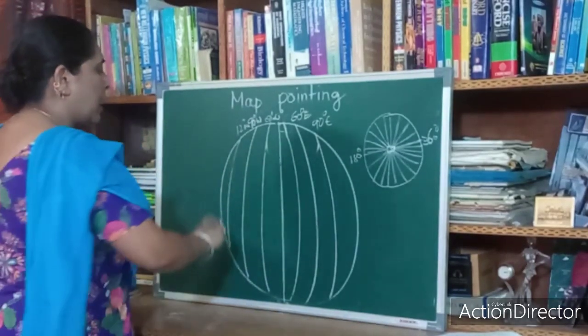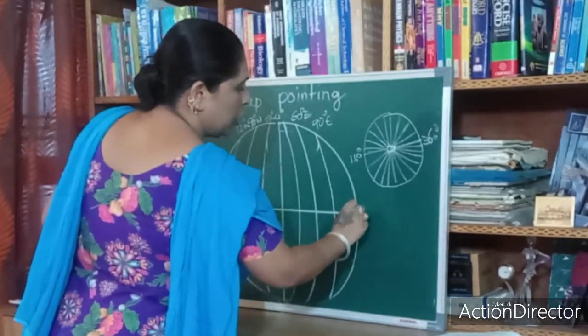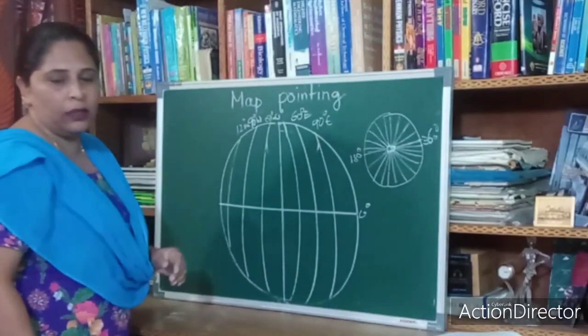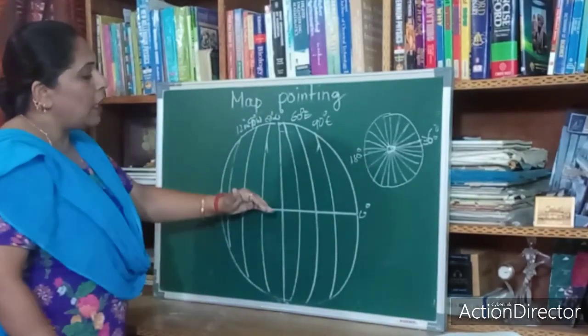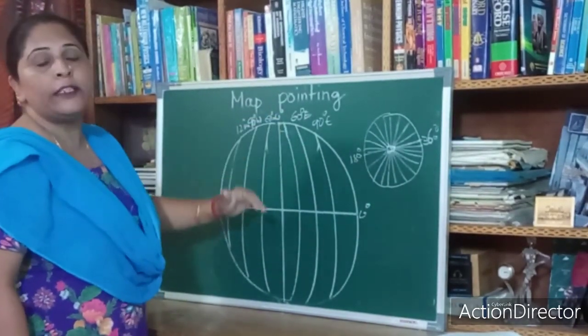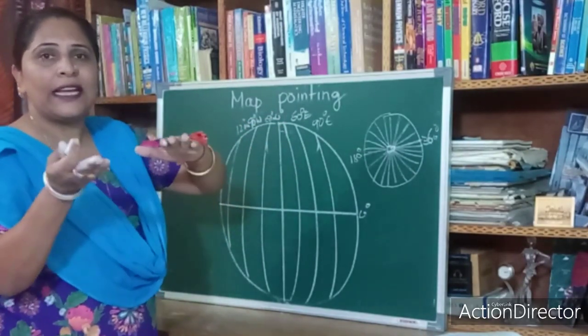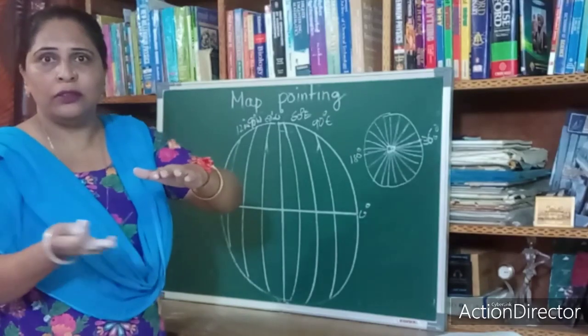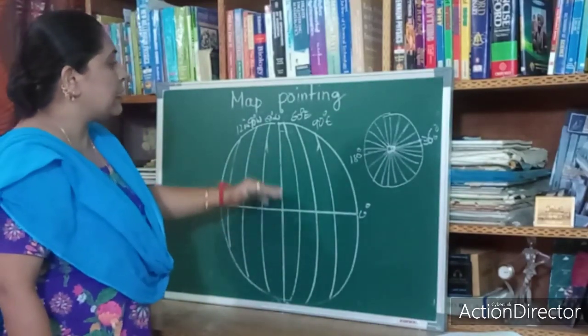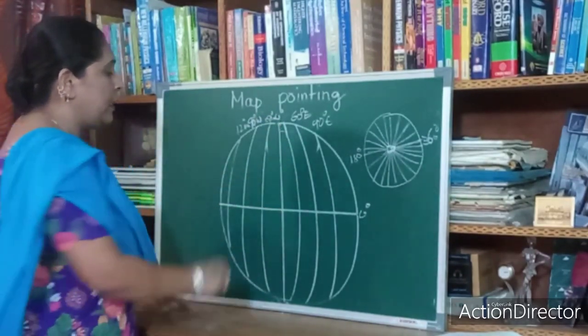Now next, this is the equator, 0 degrees. Equator, I have taught you. Now above the equator, it is divided into 90 parts, just as if you are slicing an orange. Just think that it is divided 90 degrees up, 90 degrees down.